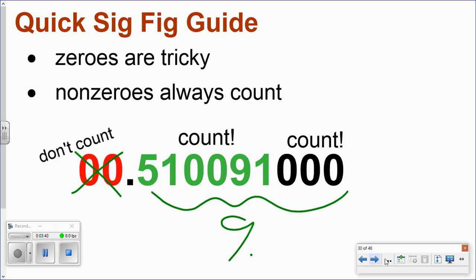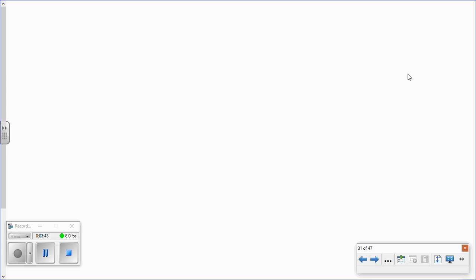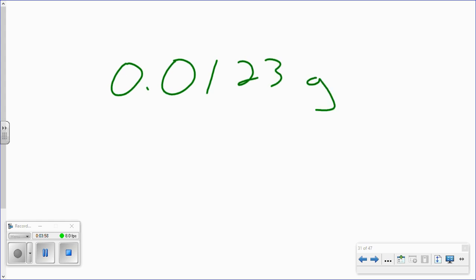So let me show you one more example of why this works, okay? Let's say we have a balance, and it's a very good balance. And I've measured something that has 0.0123 grams, okay? So I've measured this, and this. So why don't these zeros count? The reason why they don't count is I don't have enough matter. I haven't put enough matter on the balance to measure anything. There's no matter here to measure, so they can't count. They're just holding places, okay?